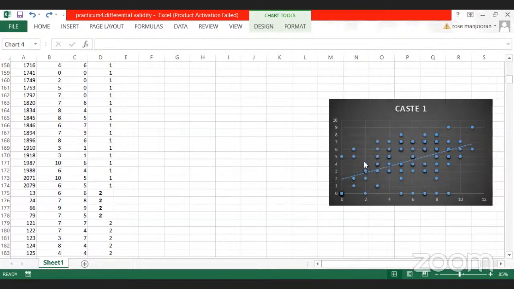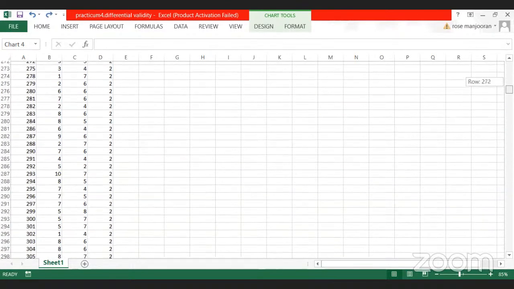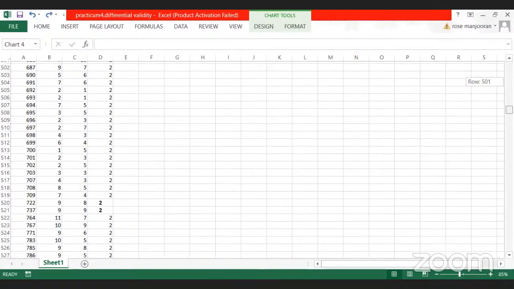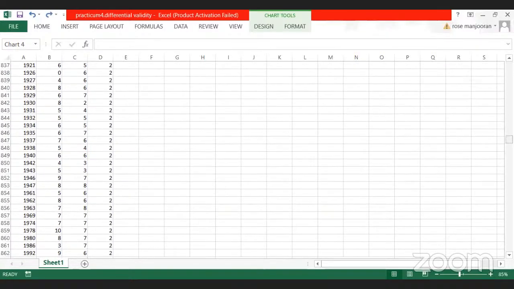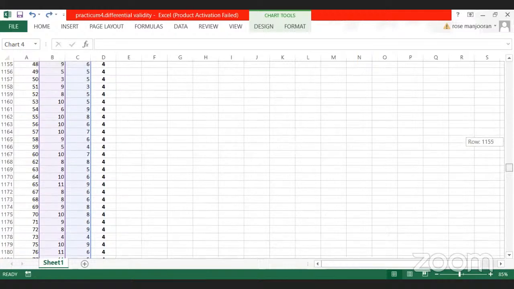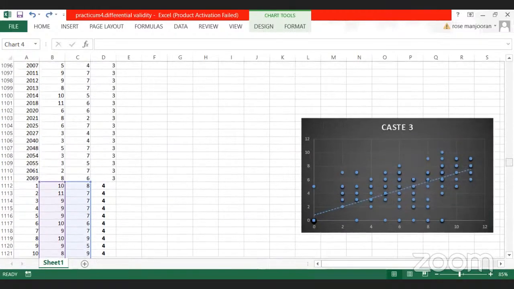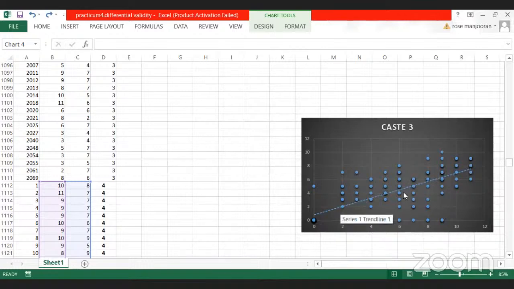In the case of concentrated data, the scatter plot is very good. It has a good relationship. So when you see the second scatter plot, this is for cast 3. You can see the correlation coefficient is 0.75, and you can see how this line is like.